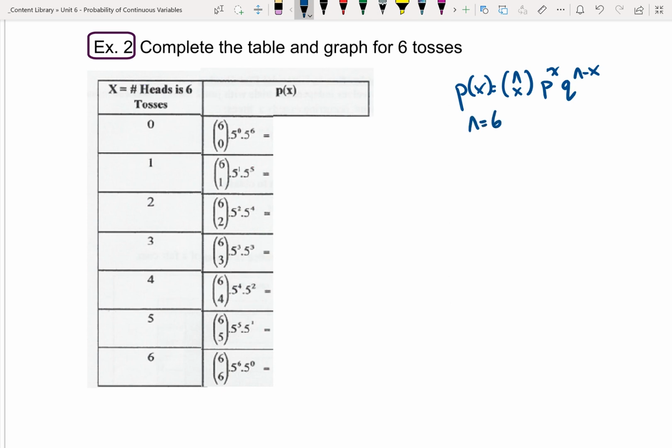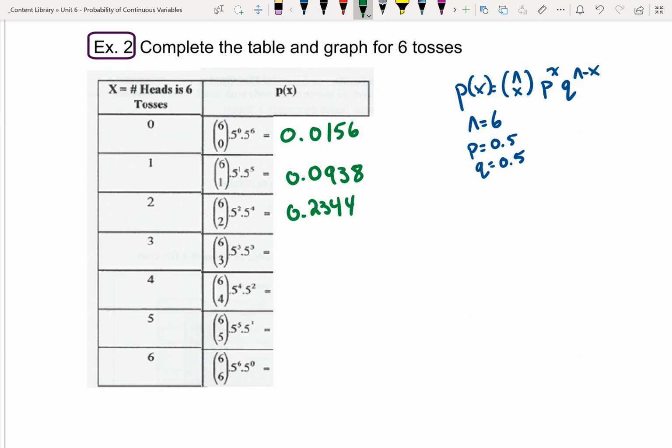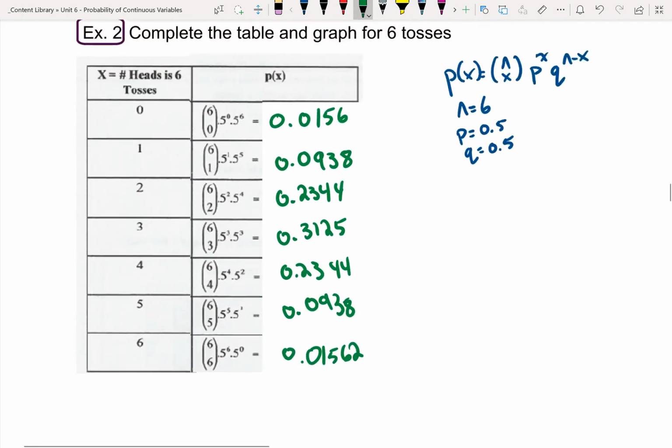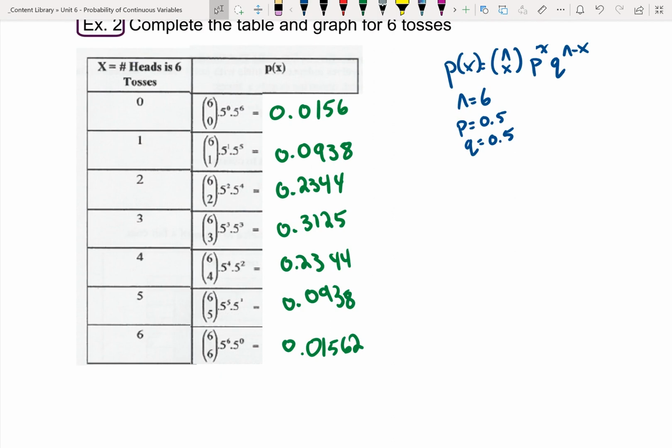In this case, n is equal to 6. Probability of success is 0.5. Probability of failure is also 0.5. So when I go through and complete all these calculations, it's 0.0156. So when I calculate all the probabilities for each number of outcomes, these are the values that I should get. So basically you're just going through and completing these calculations.